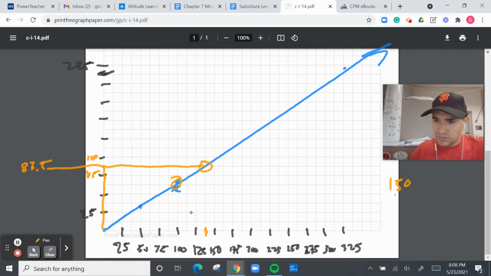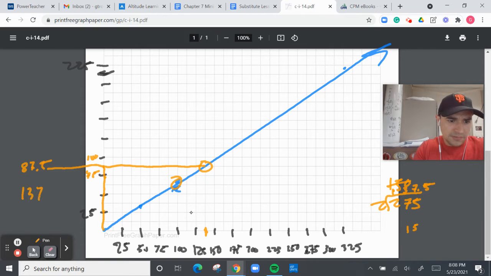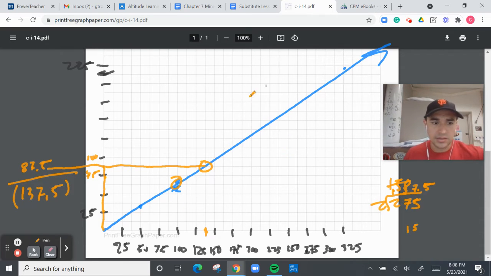What is 275 divided by 2, just for fun? That's 137.5. So that is our y over x. And yeah, 87.75 and stuff like that.